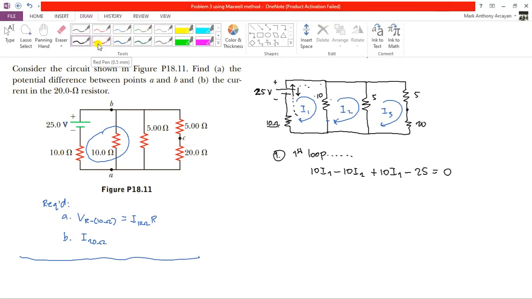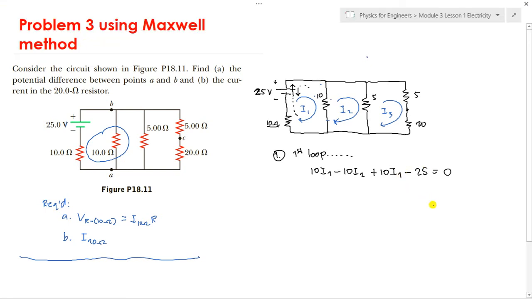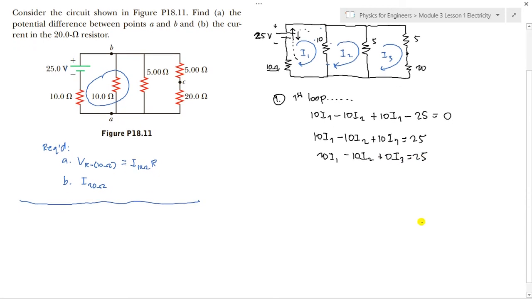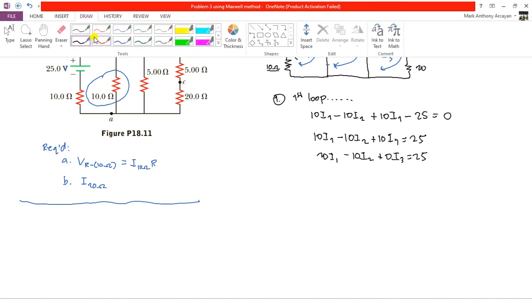So here, we transpose the 25, so we have 10I1 then minus 10I2 plus 10I1 is equal to 25. Combining that would be 20I1 minus 10I2 plus 0I3 is equal to 25. So here is the second loop.